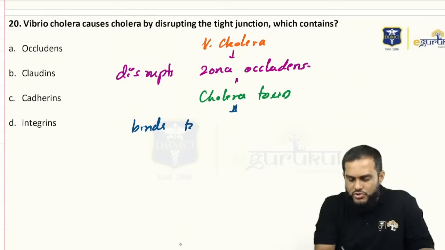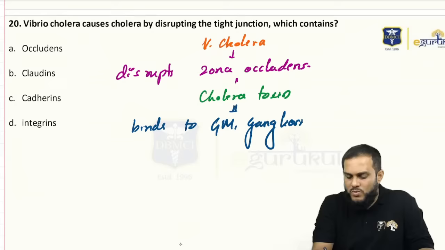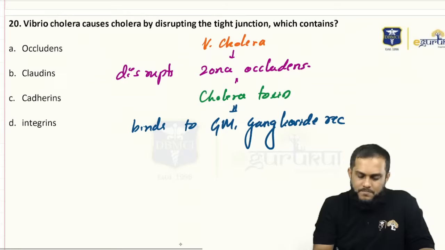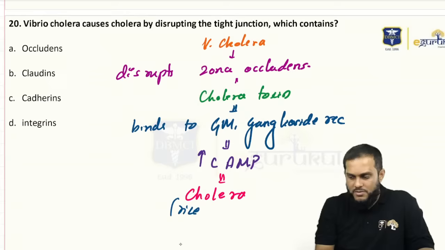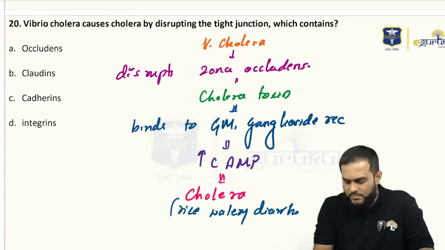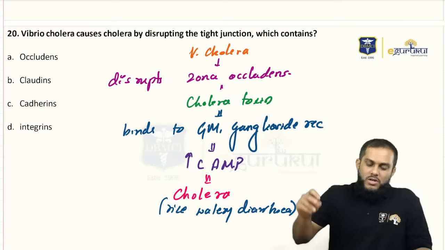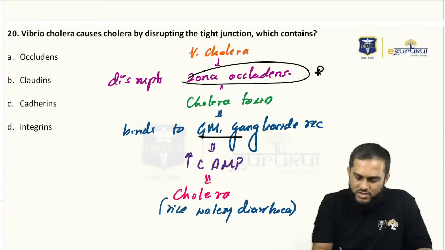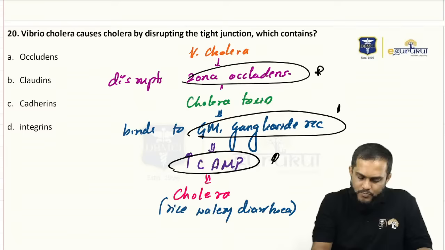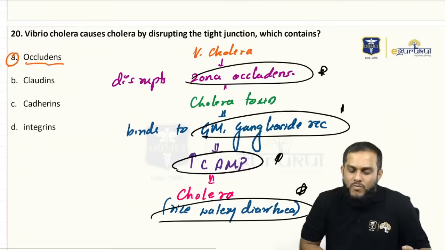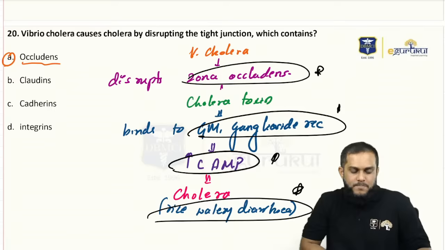binds to GM1 ganglioside receptors, and finally it acts by increasing cyclic AMP to cause a disease, cholera, which manifests with rice watery diarrhea. The zona occludens is what is disrupted. Cholera toxin is produced that binds to, sir, everything is important, right? Zona occludens disruption, GM1 ganglioside receptor, action is increasing cyclic AMP, manifestation is rice watery diarrhea. So that's why the answer is A, zona occludens, right? Tight junction disrupting the zona occludens. So straightforward question, it disrupts the zona occludens.